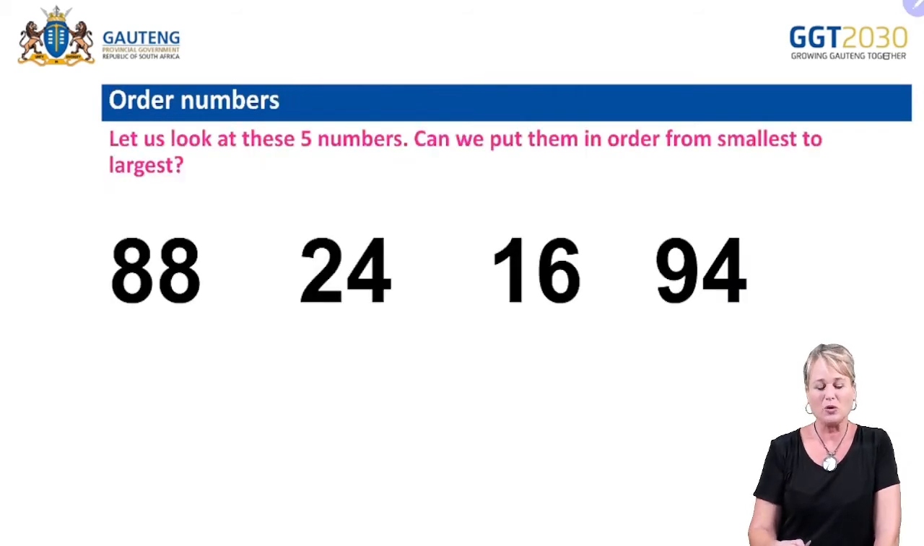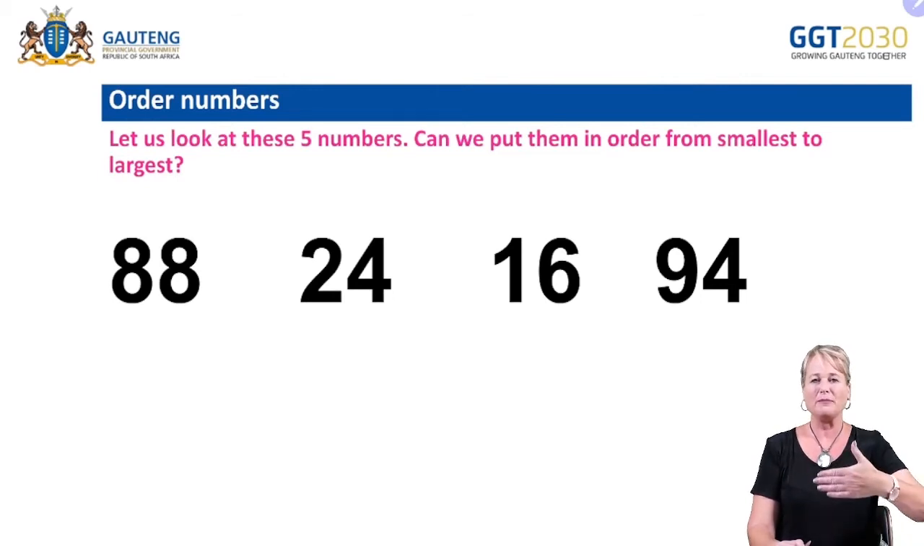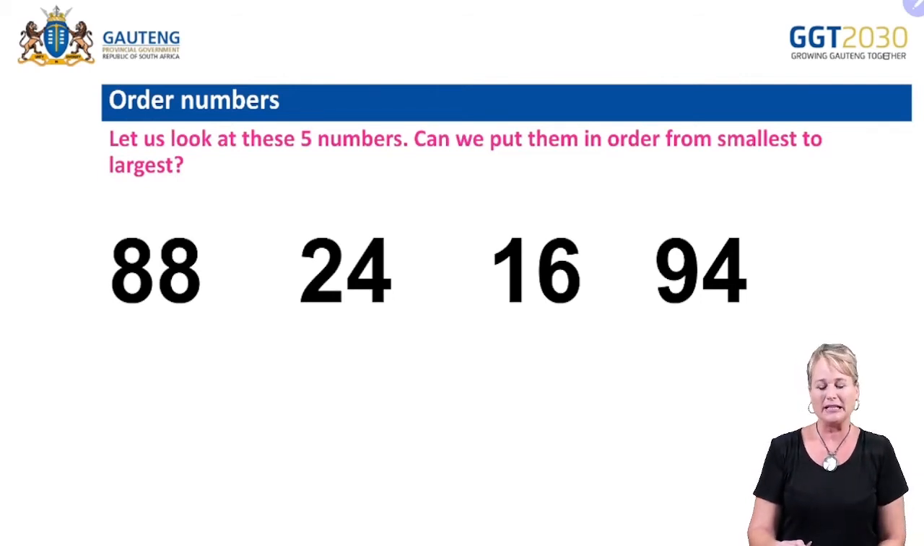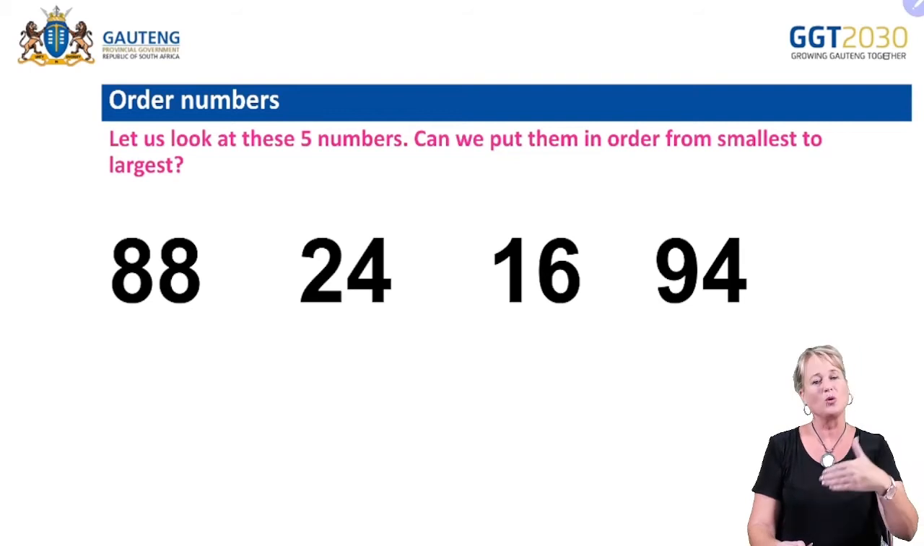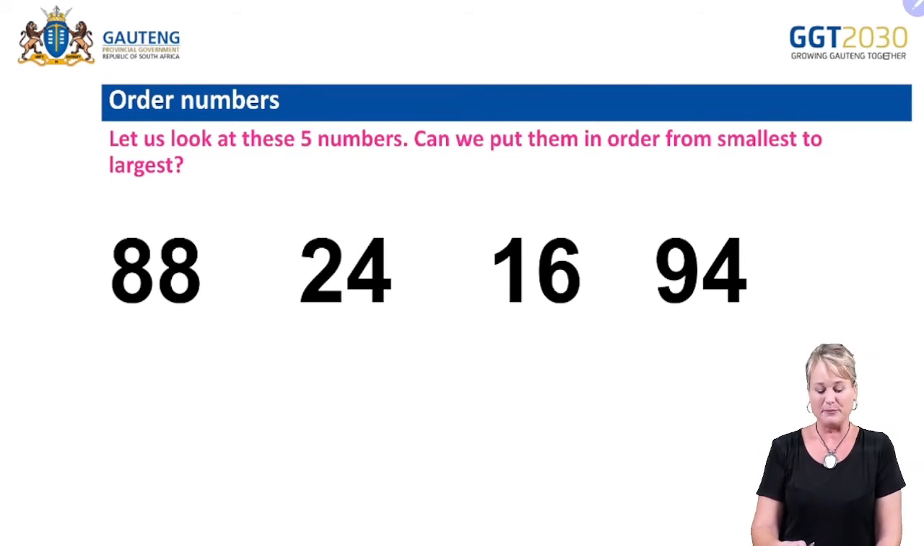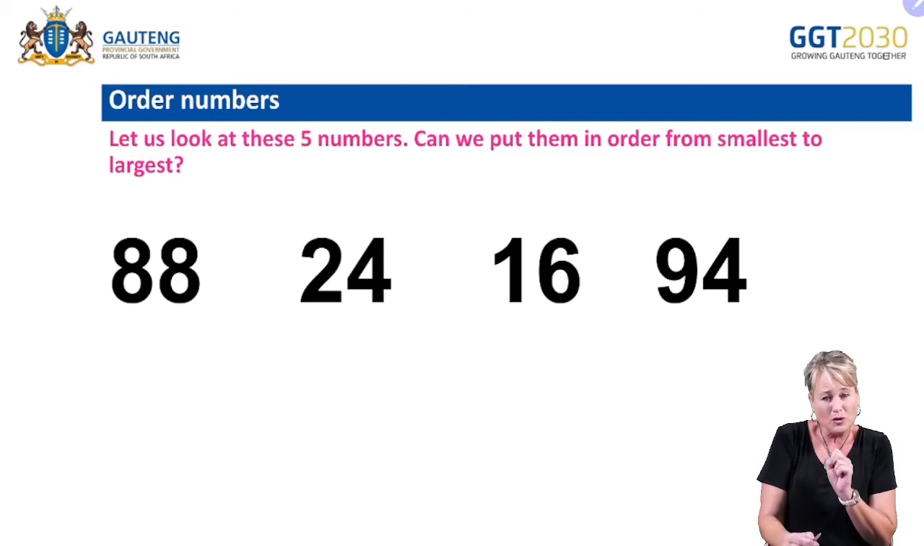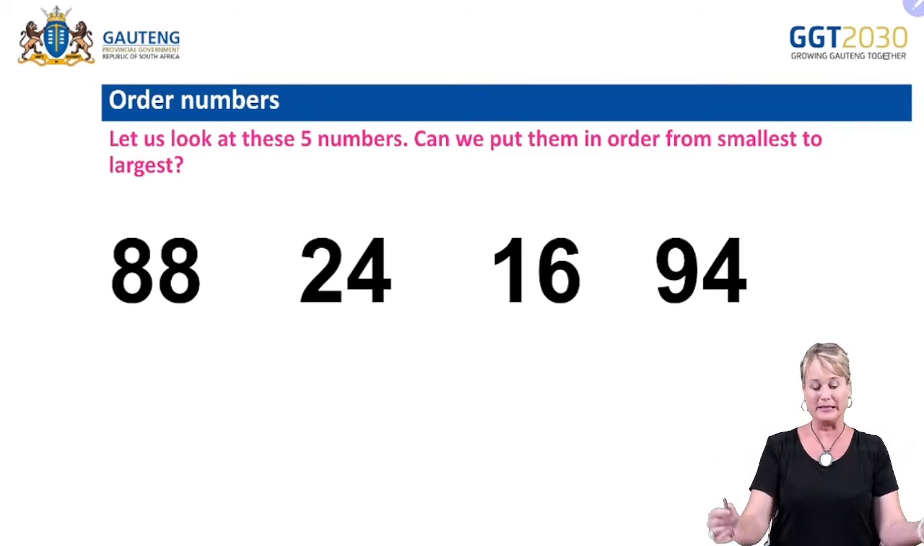Let us start with ordering numbers. Ordering means to put them in a certain queue or a line. We either do it from the smallest to the biggest or the biggest to the smallest. This one says, let's look at these 5 numbers. And can we put them in order from the smallest one to the biggest one?